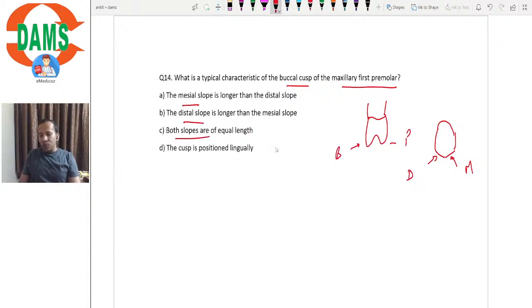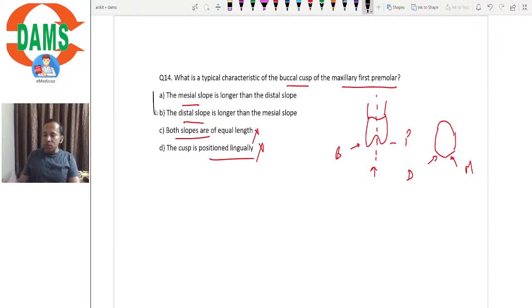Both slopes are of equal length and the cusp is positioned lingually. So as you can see, cusp is not positioned lingually. Cusp is positioned buccal to the central axis. तो option D तो वैसे ही incorrect हो गया। And both slopes of any teeth, कोई सा भी tooth हो, कभी भी वो same नहीं होती, they are never of equal length in any tooth, right. So again option C and D both are incorrect, तो हमें option A और B में से choose करना है.